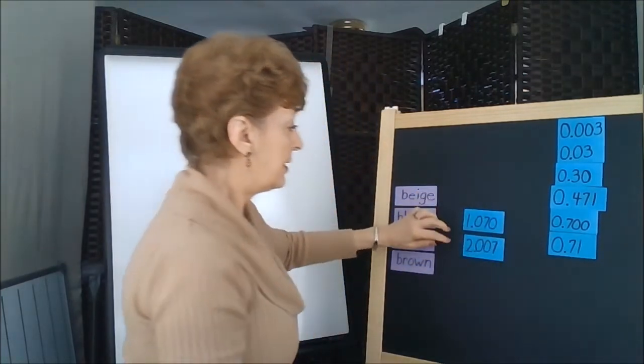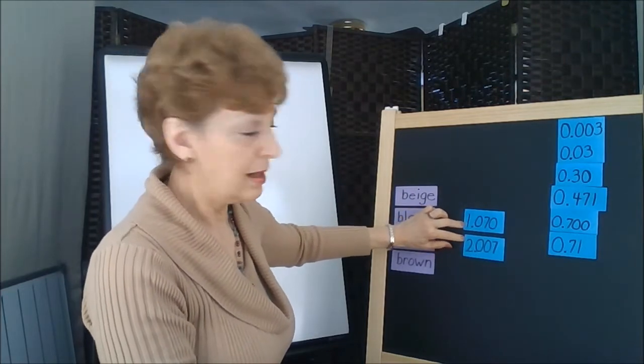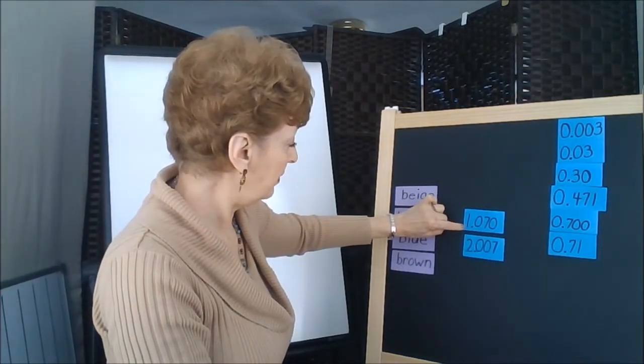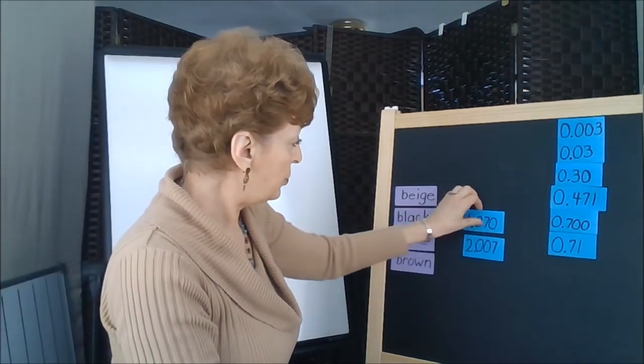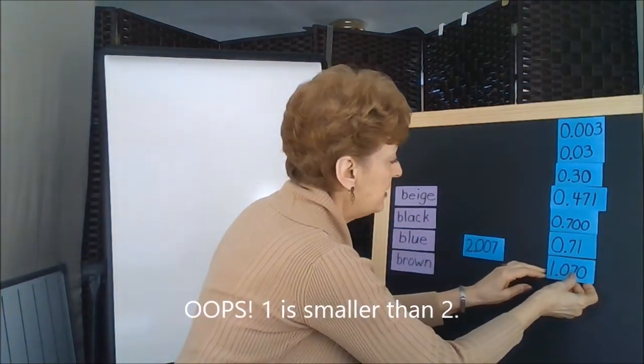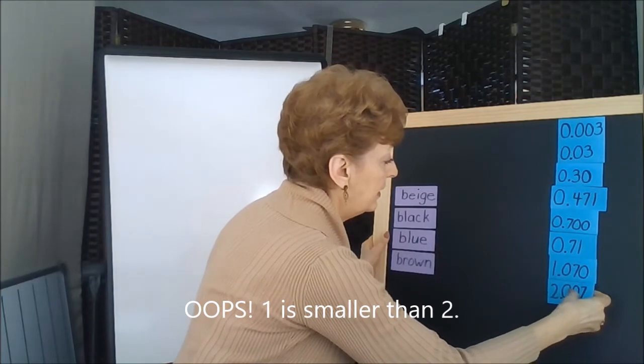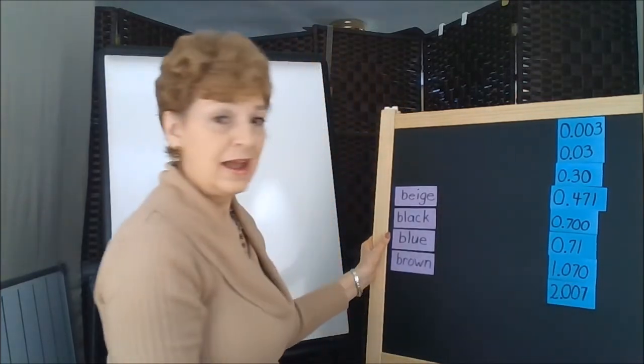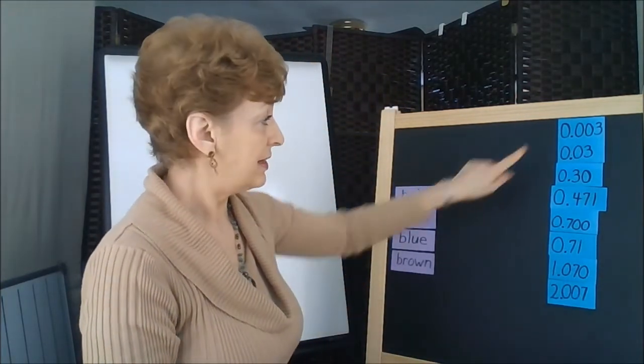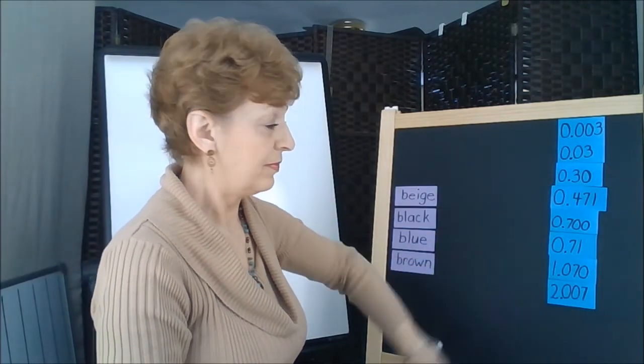Our last ones, we're going to go back to the ones column again to pick up this 1, because 1 is bigger than 2. Place it. And lastly, the 2. And now our data set is in complete order.